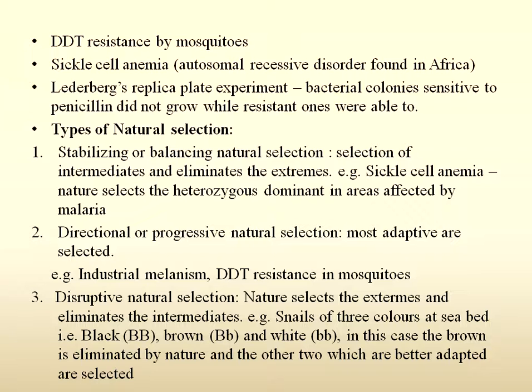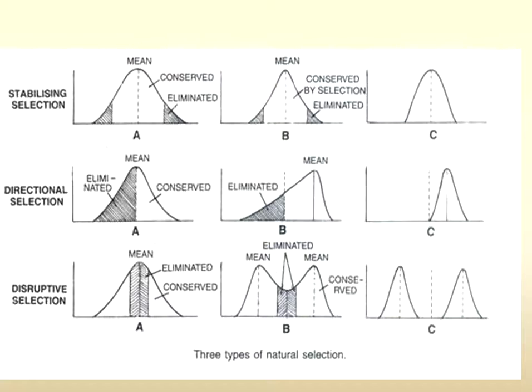Example: snails of three colors were found at the seabed, that is black, homozygous dominant, brown, heterozygous, and white, homozygous recessive. In this case, the brown is eliminated by nature, as it was not able to camouflage well with the seabed, and the other two, black and white, were better adapted and were selected by nature. These are simple graphs showing stabilizing selection, directional selection, and disruptive selection. The three types of natural selection are well explained.